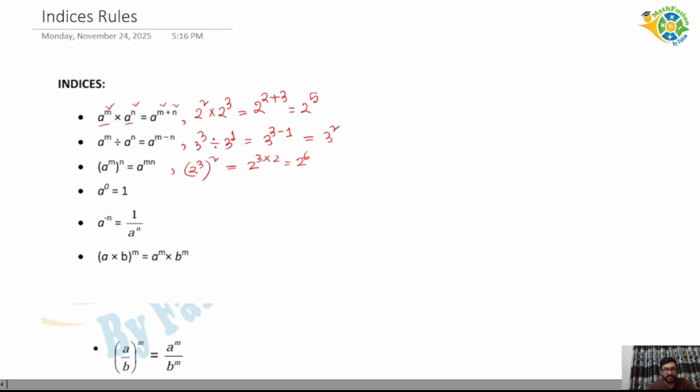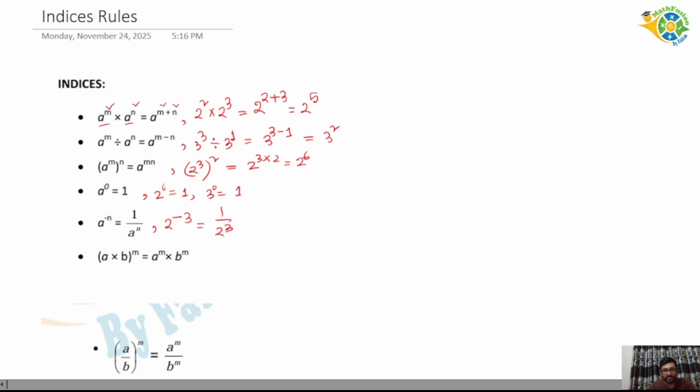Anything to the power 0 will be 1. So for example, we can say 2 to the power 0 equals 1, or 3 to the power 0 equals 1. A negative power will be the reciprocal of the positive power. So 2 to the power minus 3 will be 1 by 2 to the power 3.